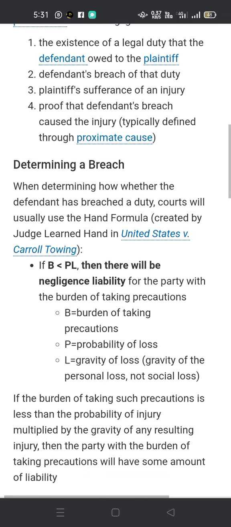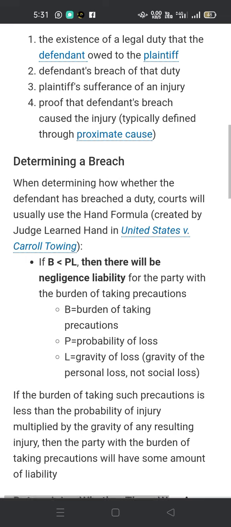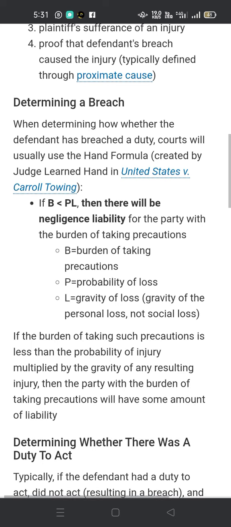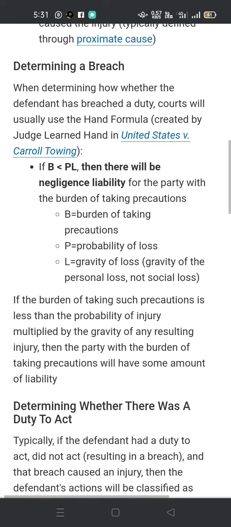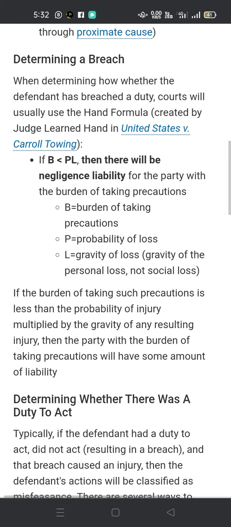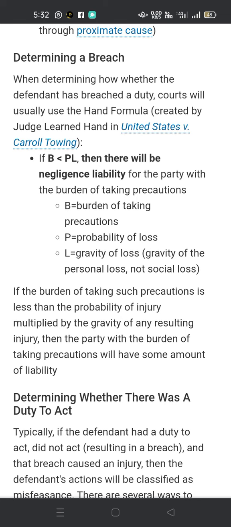Determining a breach. When determining whether the defendant has breached a duty, courts will usually use the Hand formula created by Judge Learned Hand in the United States. If B is less than P times L, then there will be negligence liability for the party with the burden of taking precautions. B is the burden of taking precautions.